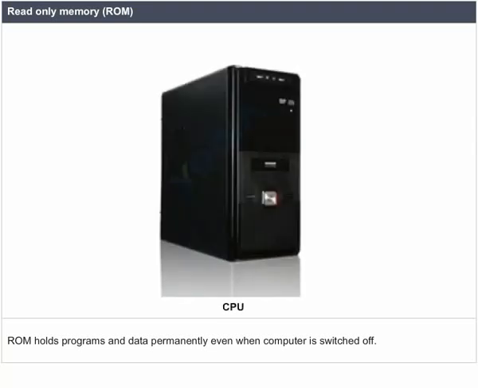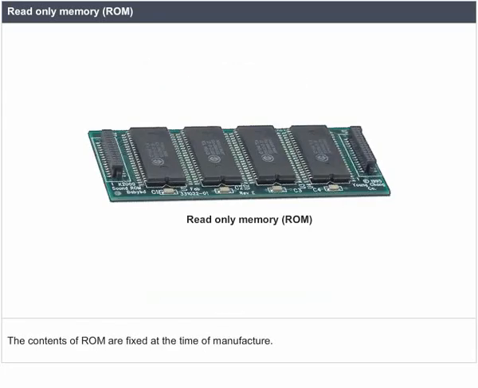ROM, read-only memory. ROM holds programs and data permanently even when the computer is switched off. Data can be read by the CPU in any order, so ROM is also direct access. The contents of ROM are fixed at the time of manufacture. Stores a program called the bootstrap loader that helps start up the computer.